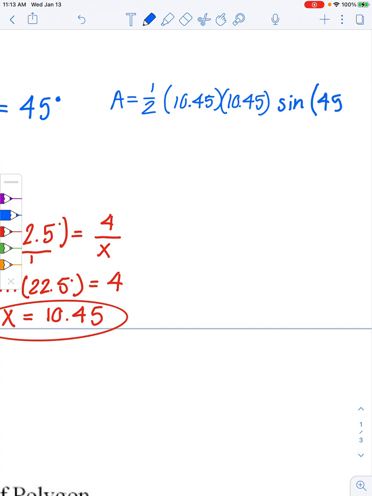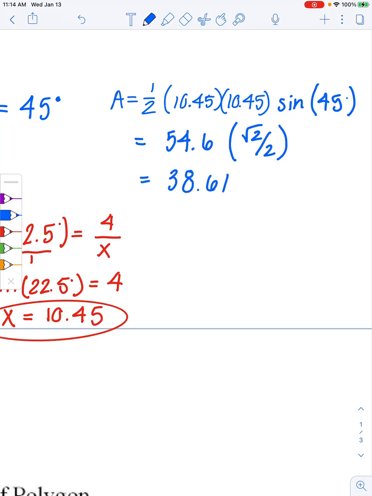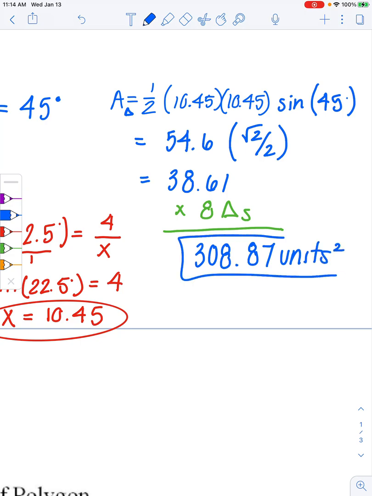So we did all that work because we needed to find the A and B. When you simplify, you'll get 54.6 sine of 45. You should know it. Root 2 over 2. Simplify, I'm getting about 38.61. Please make sure you can get that. That's for one triangle. Keep in mind, there's 8 of them. So the grand total would be 308.87 units squared.